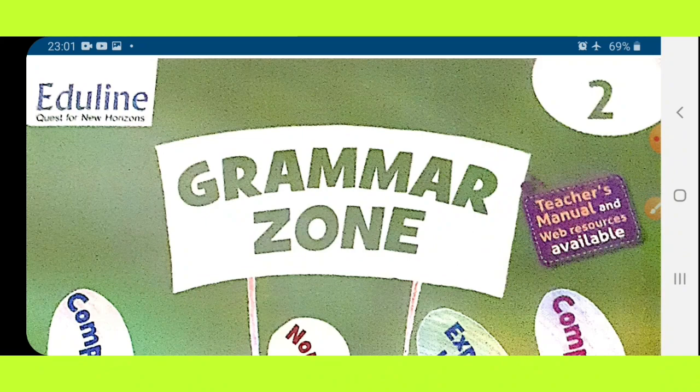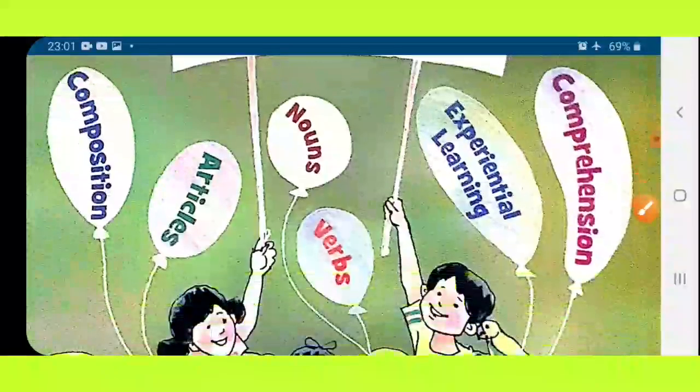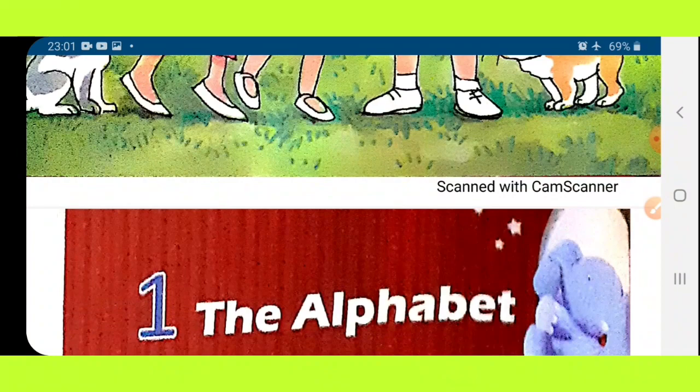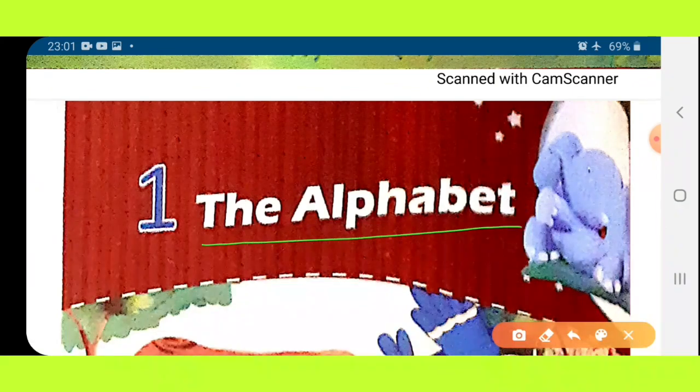Today, we are going to start our English grammar book, and the name of the book is Grammar Zone. This is your English grammar book, and at first, we are going to do chapter number 1, that is a revision part, and the name of the chapter is The Alphabet. The name of the chapter is The Alphabet.